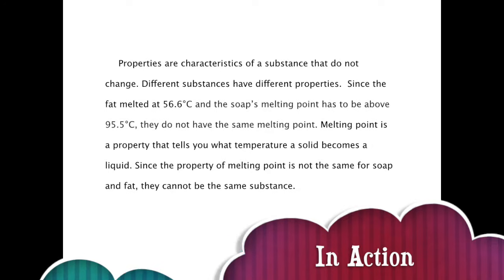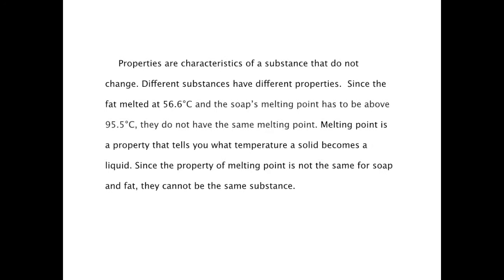Here you see the student writes, properties are characteristics of a substance that do not change. Different substances have different properties. Since the fat melted at 56.6 degrees Celsius and the soap's melting point has to be above 95.5 degrees Celsius, they do not have the same melting point. Melting point is a property that tells you what temperature a solid becomes liquid. Since the property of melting point is not the same for soap and fat, they cannot be the same substance.